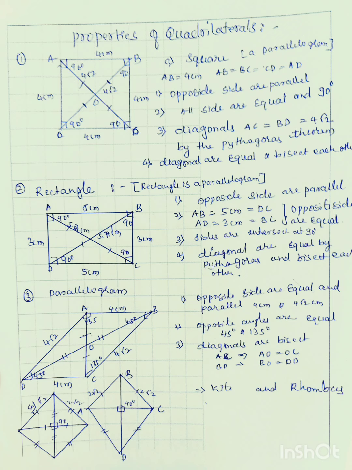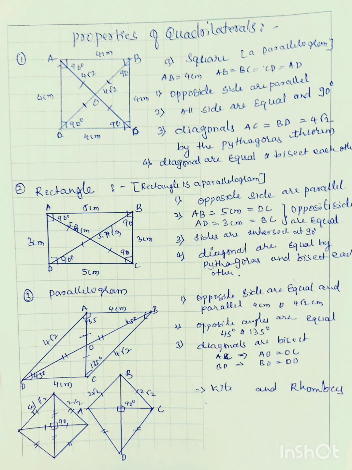The diagonals are equal and bisect each other. Here, AC and BD measure 5.7 centimeters. This property of equal diagonals is shared with the square, though the sides of a rectangle are not necessarily equal.